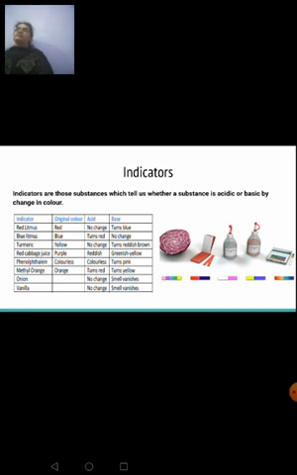Phenolphthalein, you should remember, is colorless by nature. So if the substance is acidic, the phenolphthalein solution will remain colorless. If it's a base, a pink color will be formed. And your methyl orange will turn red if the substance is an acid. If the substance is a base, it will turn yellow. Okay, so these things you should learn.